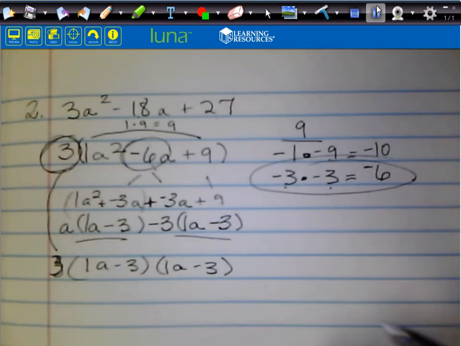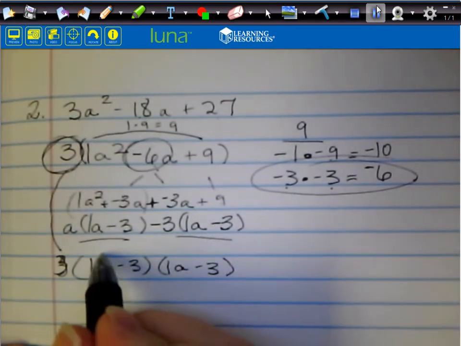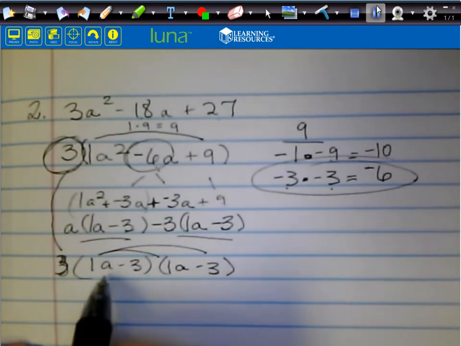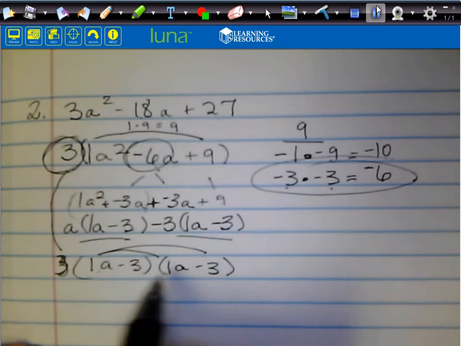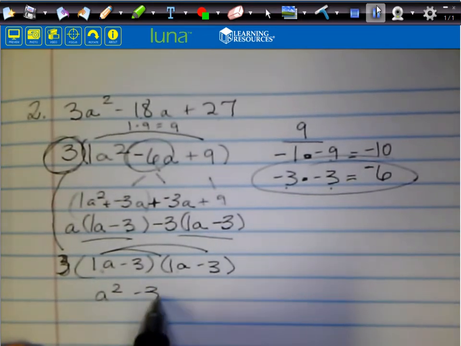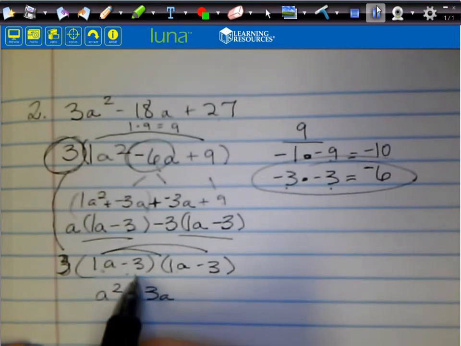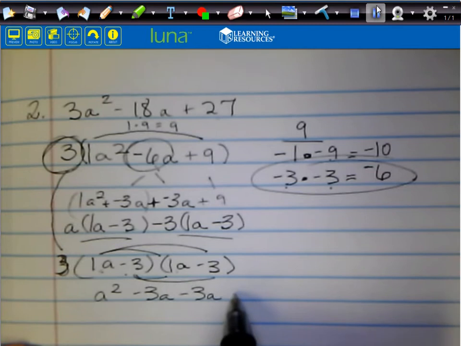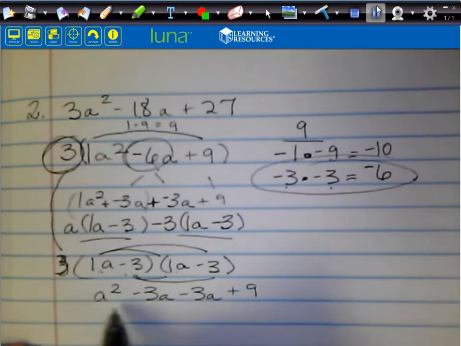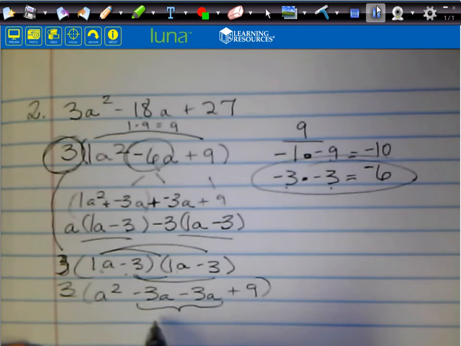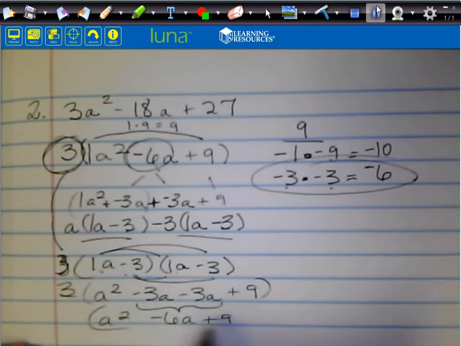So the first thing we're going to do in our check is we're going to multiply our terms just like we did last time. 1a, or a times a is a squared. A times negative 3 is negative 3a. Negative 3 times a, negative 3a. Negative 3 times negative 3 is positive 9. I'm going to combine my like terms. Negative 6a plus 9 and my a squared here.